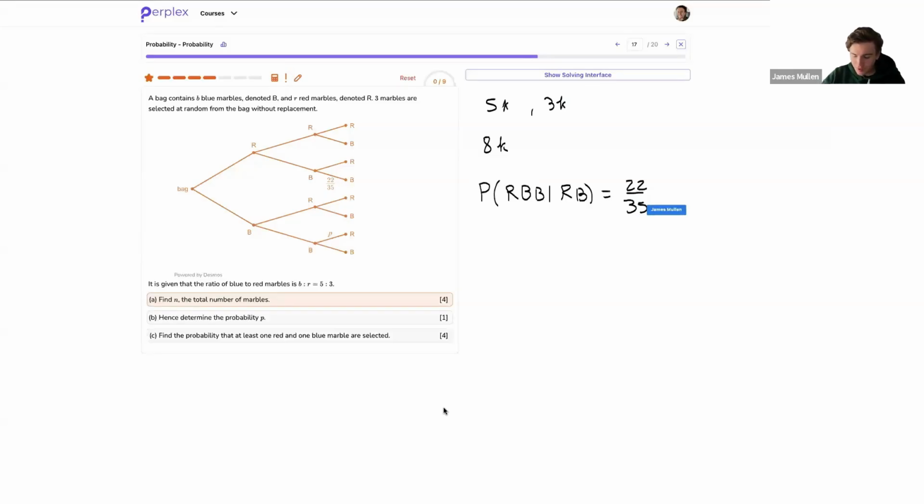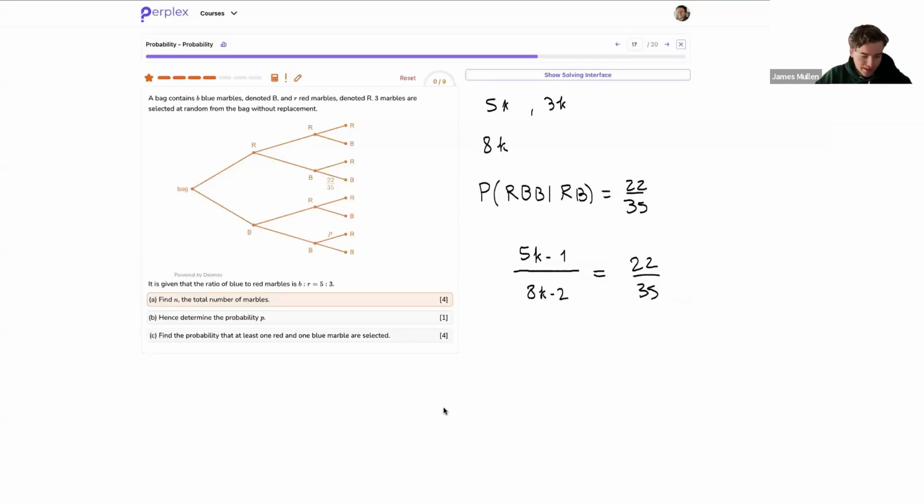Now, what is the probability of selecting a blue marble given that I've already selected one red marble and a blue marble? Well, if I have 5K blue marbles, that means I selected one of them. I have 5K minus one of them left. And how many marbles do I have total? I started with 8K and I've selected 2 marbles, so I have 8K minus 2 left. And that should be equal to 22 over 35, whether simplified or not.